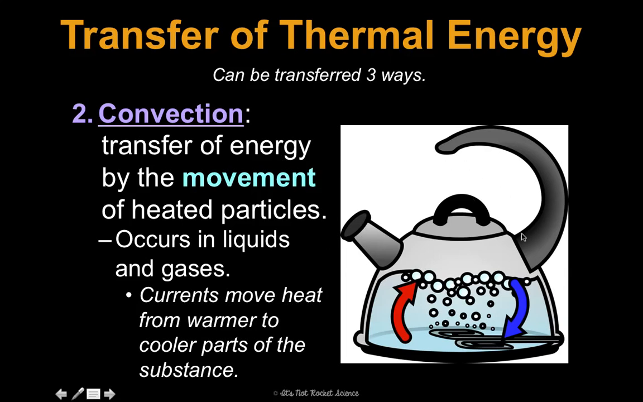This is how a lot of air conditioning systems work too. They pull the warmer air out of the air and then the cooler air kind of circulates. So it's moving heat from warmer to cooler parts of a substance.